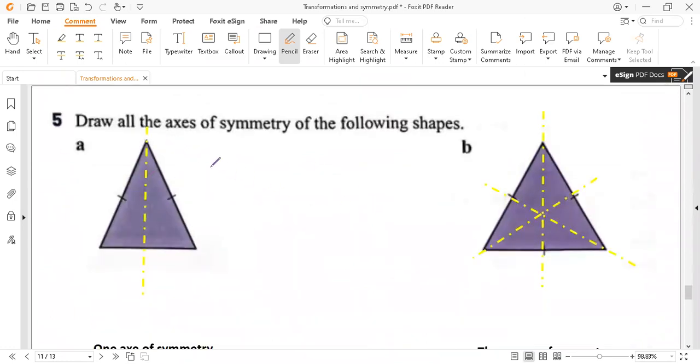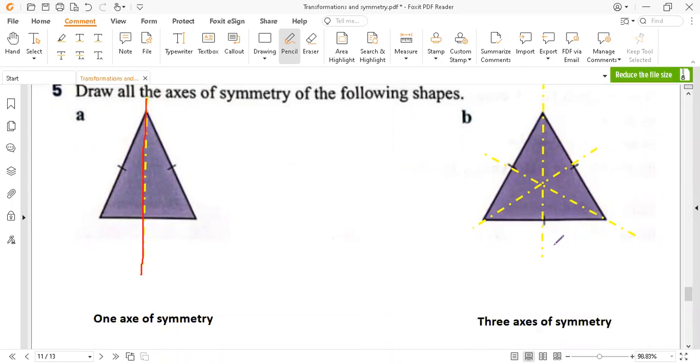About the axis of symmetry, it is very easy to know because we have an isosceles triangle here, so we have only one axis of symmetry. If you fold it, the right side of this triangle matches the left side. If we take, for example, this one, we don't have more than one axis of symmetry. With an equilateral triangle, we have three axes.